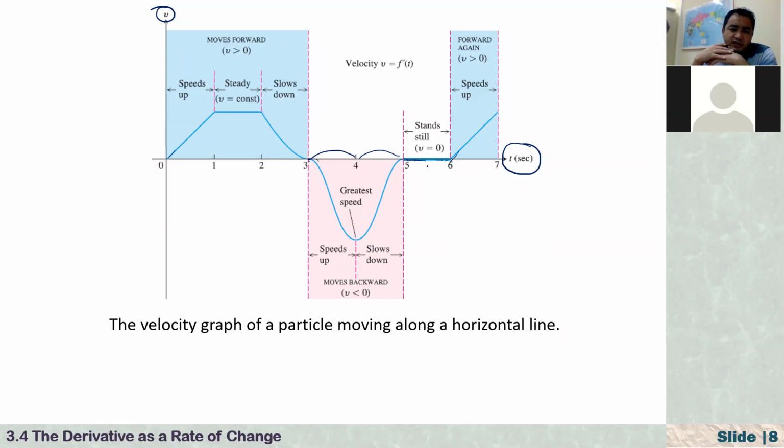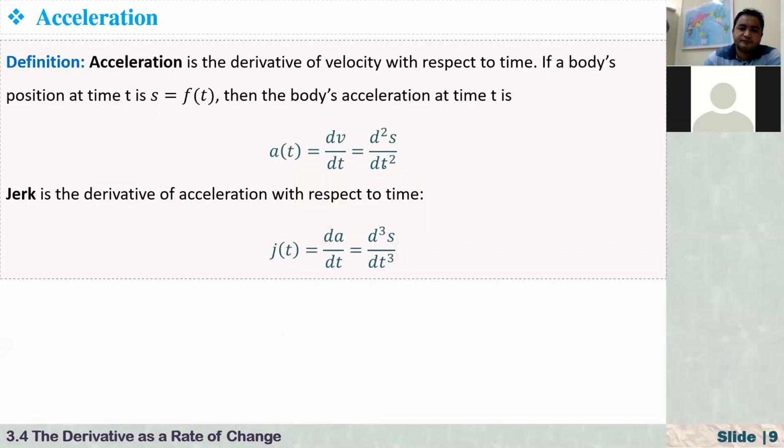If it is positive, it means that it is moving forward. If it is negative, it is moving backward, right? And if the absolute value of the velocity is getting bigger and bigger, that means it is speeding up. If it is constant, that means it's moving at a constant speed.